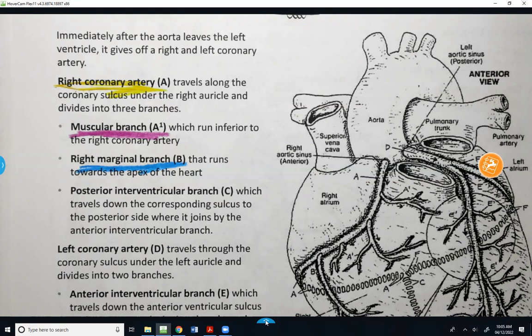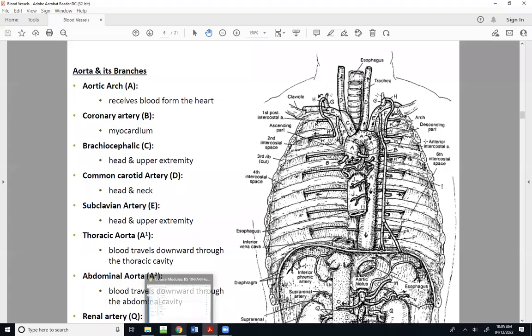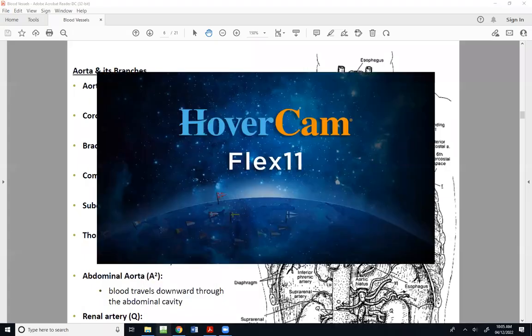Oh, that's weird. What's going on with this document camera?